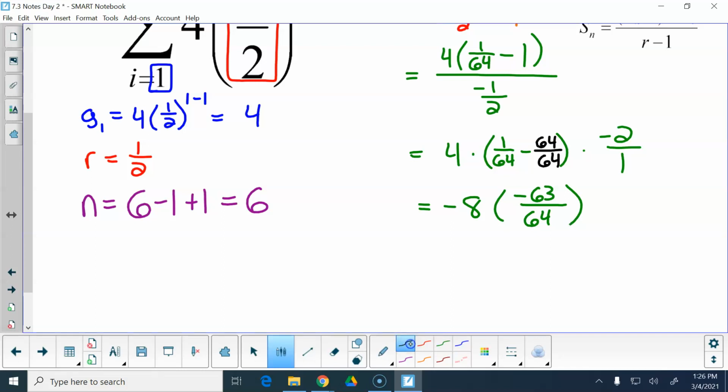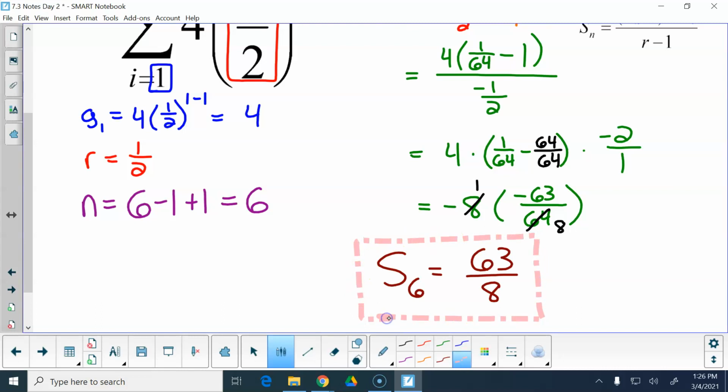Eight goes into 64 8 times. Negative 1 times negative 63 over 8 tells me that the sum of the first 6 terms is 63/8. And we leave it in fraction.